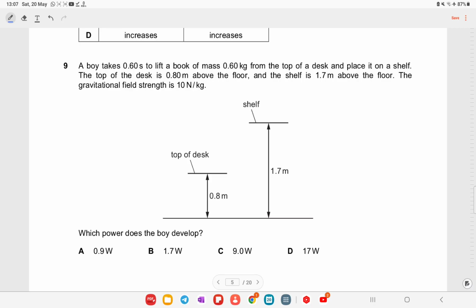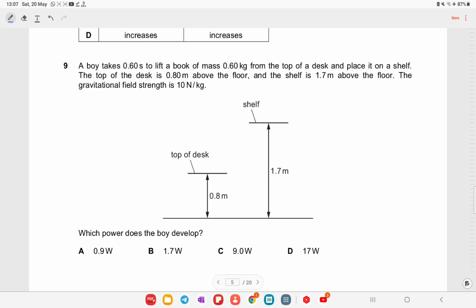A boy takes 0.6 seconds to lift a block of mass 0.6 kg from the top of the desk and place it on a shelf. The top of the desk is 0.8 meter above the floor, and the shelf is 1.7 meter above the floor. The gravitational field strength is 10 newtons per kg. What power does the boy develop?